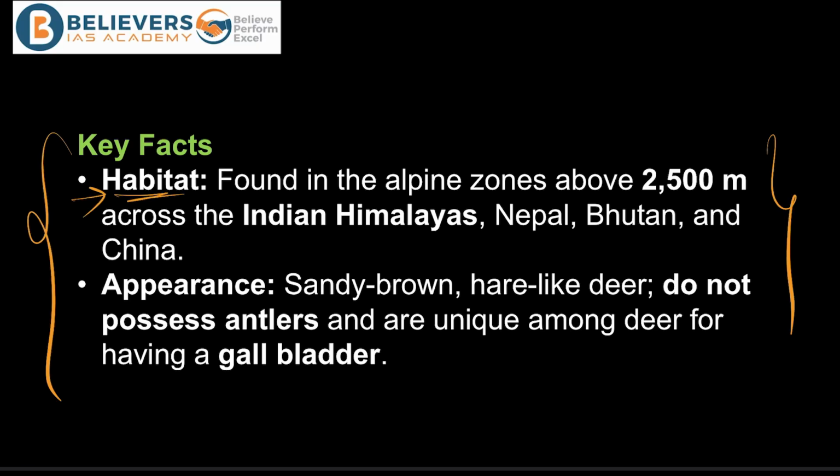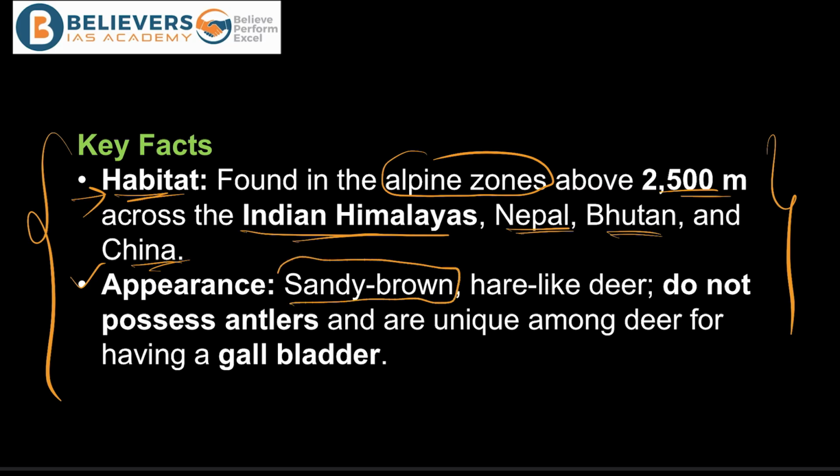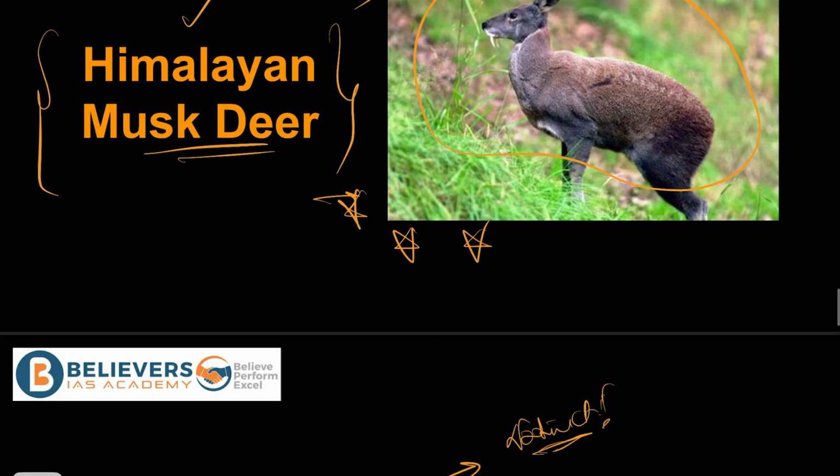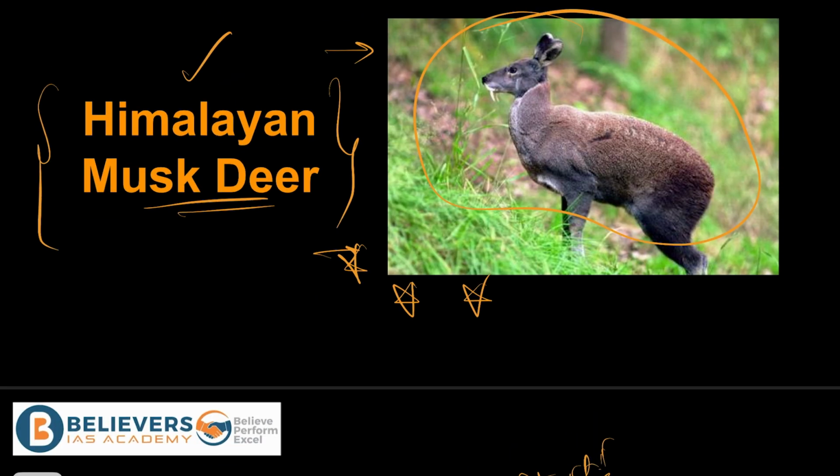Anyway, we will talk about the key facts of this particular species. Talking about its habitat, it is found in the alpine zones above 2500 meters across the Indian Himalayas, Nepal, Bhutan and even China. And talking about the appearance, this is very important because unlike other deer species, they are very unique. There are a few important facts that we will discuss. One is the sandy brown coat of this particular deer species, and it is a hair-like deer, which means it kind of looks like a wild rabbit, right?